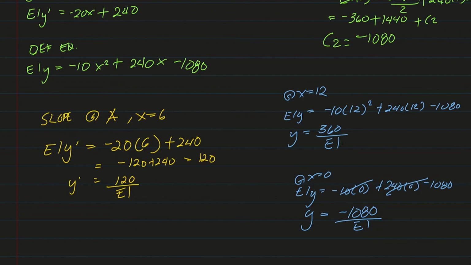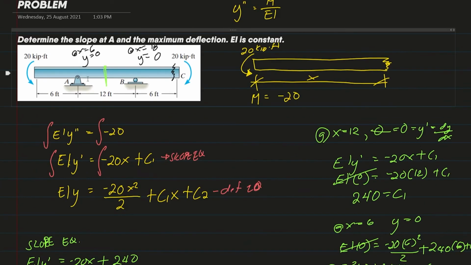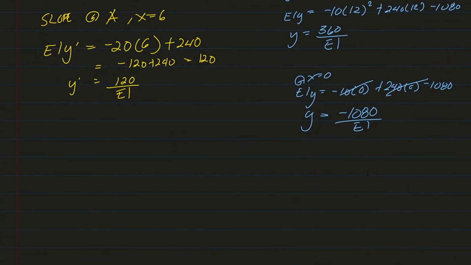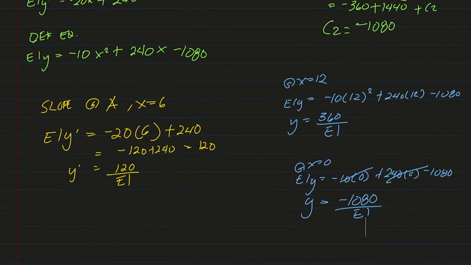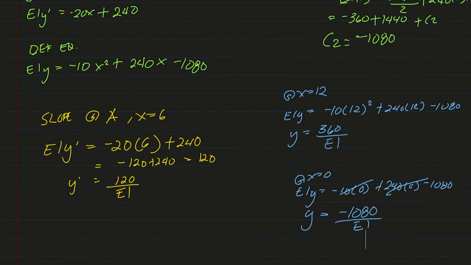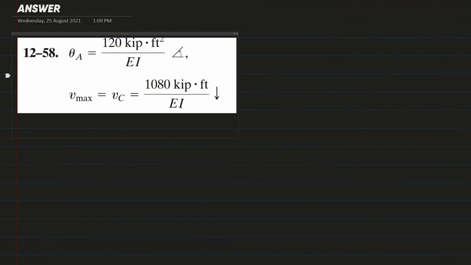So, analyzing the two, which one has higher deflection? Well, we could now conclude that the maximum deflection occurs at either of the free ends, at point C or at this point, the two free ends. Because that is the maximum deflection. So, negative 1080 over EI. That's our answer. The textbook answer is positive, but it put a downward arrow, which suggests that the deflection goes downwards.